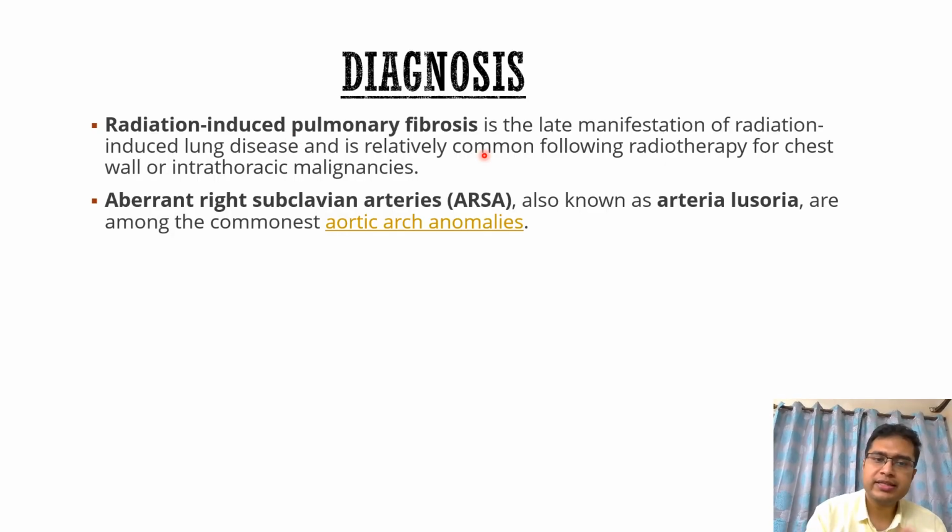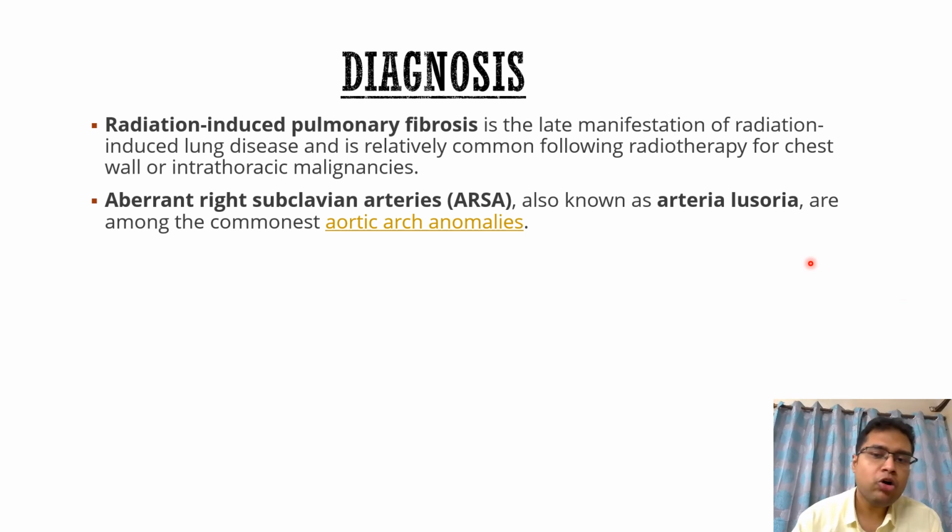So the diagnosis here is radiation induced pulmonary fibrosis, which is actually a late manifestation of radiation induced lung disease, and it is relatively common following radiotherapy to the chest wall or the intrathoracic malignancies. Hence it was more seen on the anterior side of the right lung field in the subpleural region. Other than that, aberrant right subclavian artery was also present, which was actually causing dysphagia. So an important thing to be noted here is we should never ignore the patient's symptoms. It will lead to some diagnosis, and it was an important diagnosis here.